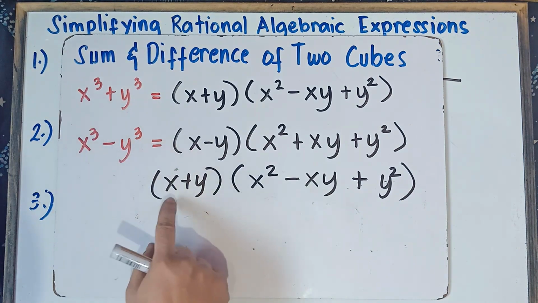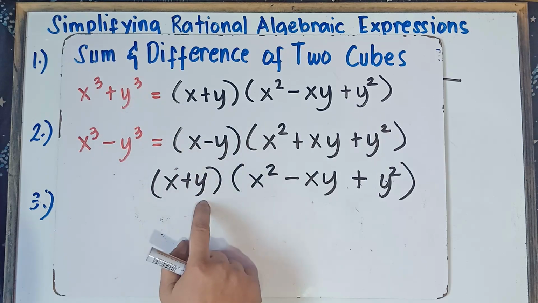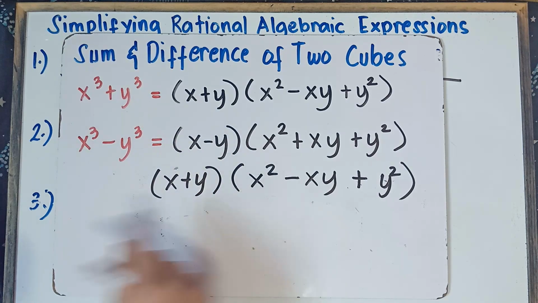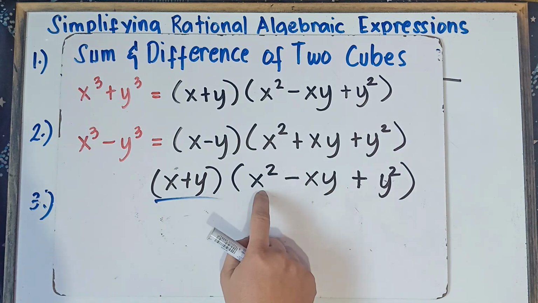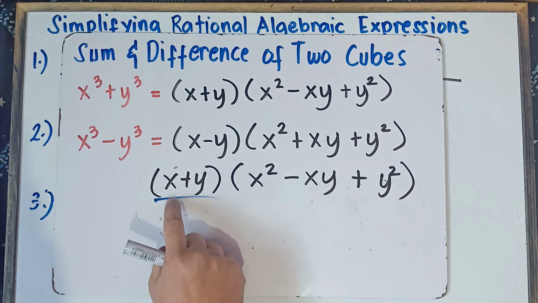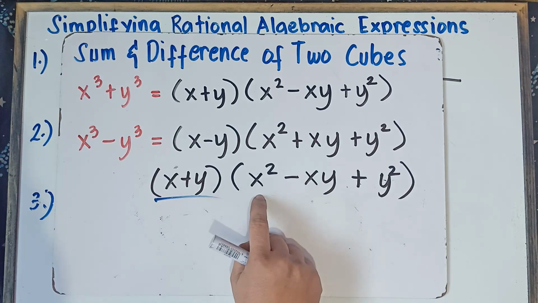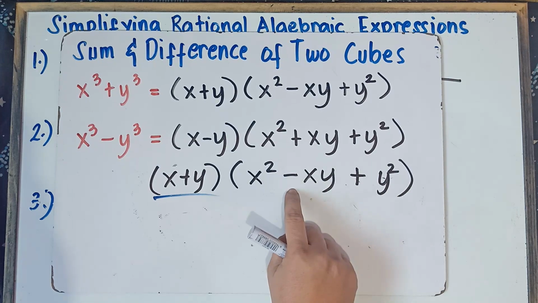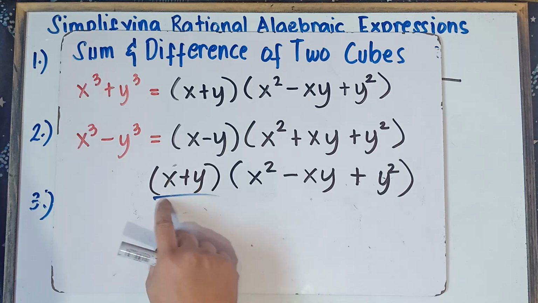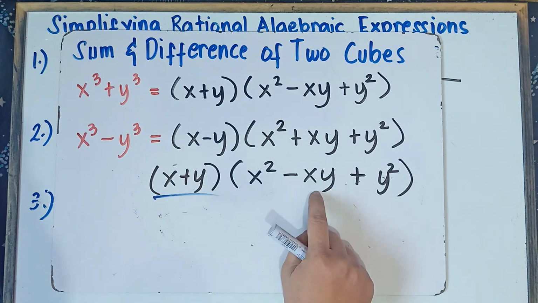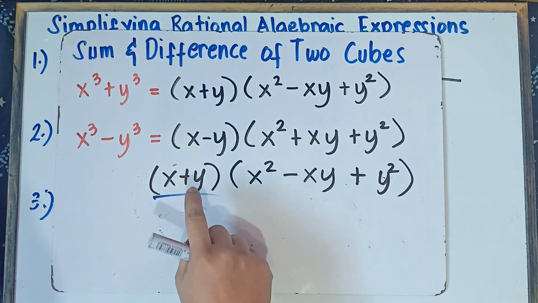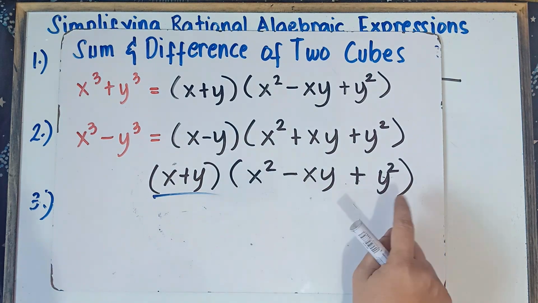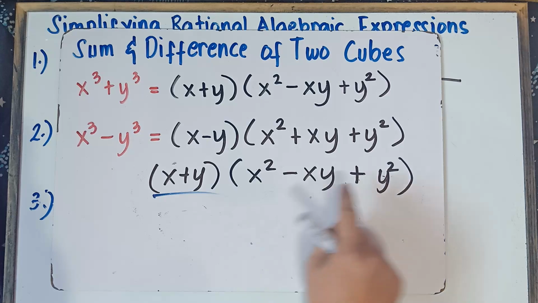Get the cube root of the first term, x, cube root of the second term, y, copy the sign. Now, this will be your guide, class, to get the second factor. So, to get the second factor, get the square of the first term, x times x, that would be x squared. And then your second operation, it should be minus, so positive, negative. And then get the product of the first term and second term, x times y, that would be xy. And then get the square of the last term, y times y, that would be y squared. So positive, negative, and then positive.